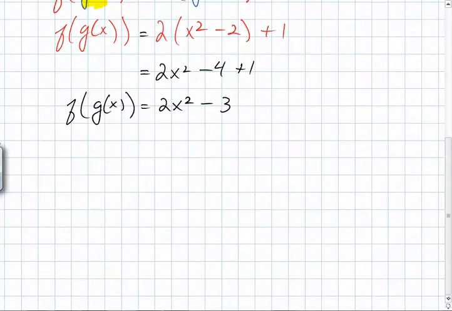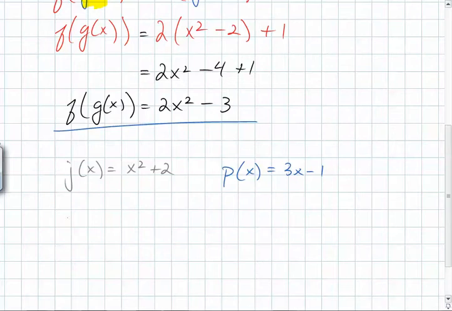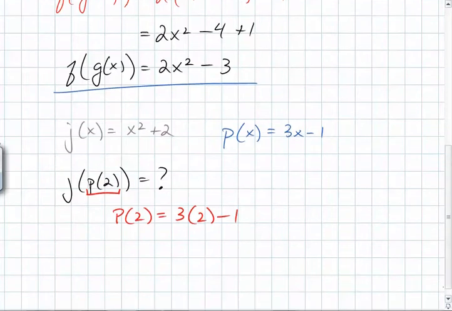You could even have numbers in there. So for example, let's say I gave you j of x equals x squared plus 2 and p of x is equal to 3x minus 1. I could ask you, what is j of p of 2? In order to do that, you do it from the inside out. You first find out what is p of 2. In that case, it's going to be 3 times 2 minus 1. I took p of x and I just plugged in 2 for x. So this is going to equal 6 minus 1 is 5.